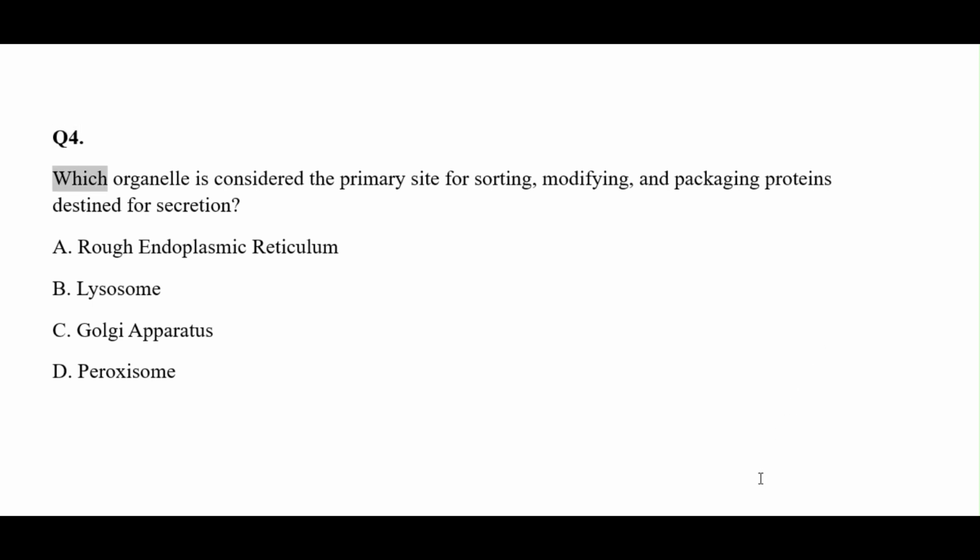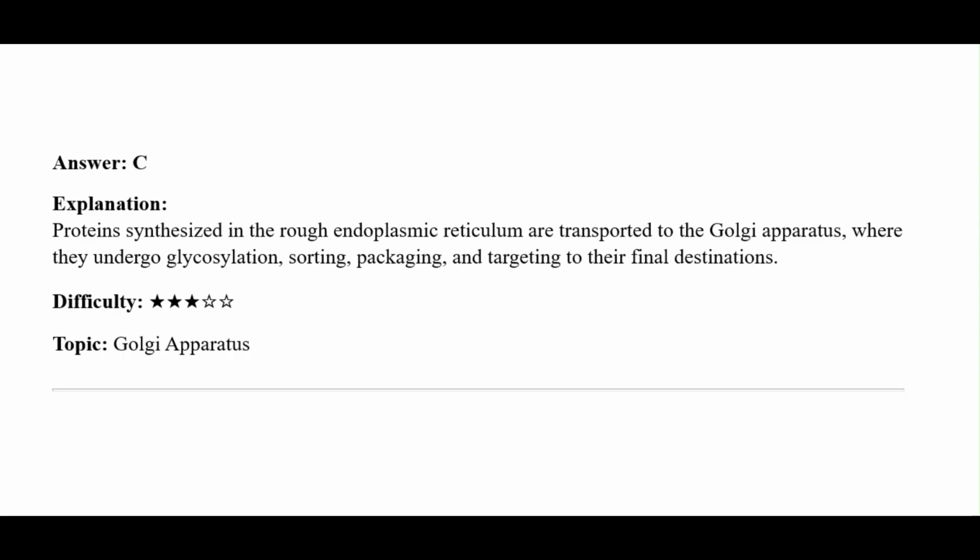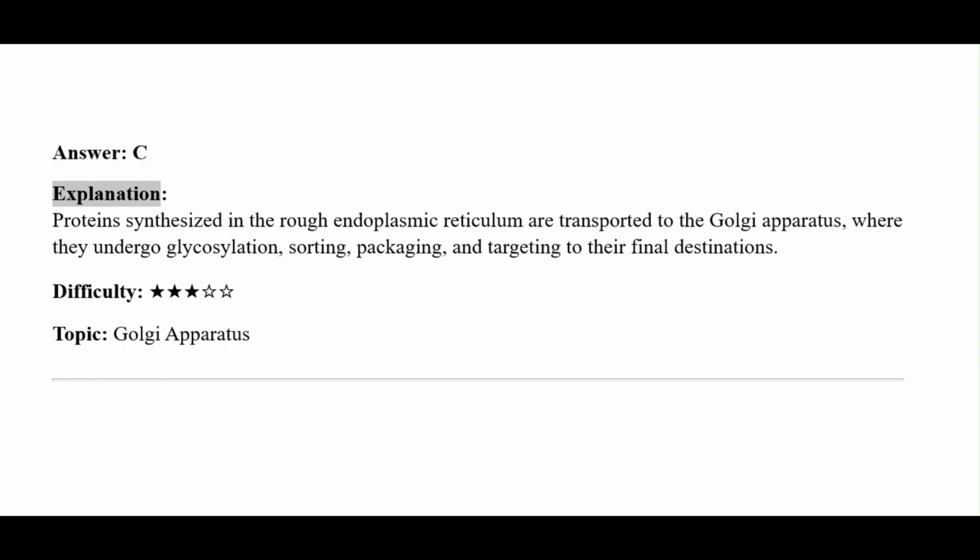Q4. Which organelle is considered the primary site for sorting, modifying, and packaging proteins destined for secretion? A. Rough endoplasmic reticulum. B. Lysosome. C. Golgi apparatus. D. Peroxisome. Answer: C. Explanation: proteins synthesized in the rough endoplasmic reticulum are transported to the Golgi apparatus, where they undergo glycosylation, sorting, packaging, and targeting to their final destinations.